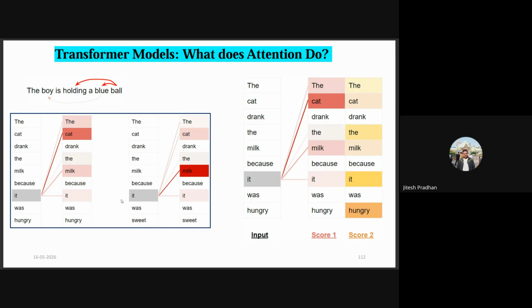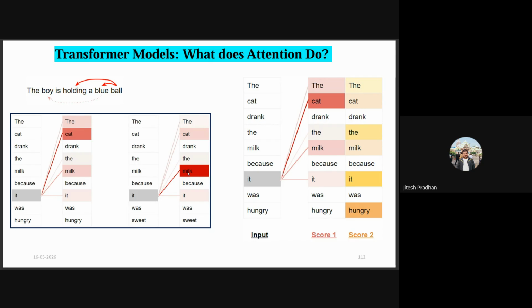Another version: the cat drank the milk because it was sweet. It is almost a similar sentence, but look here: in the first case, it was related to the cat and attention was given to the cat. In this case, the attention is given to the milk. The cat drank the milk because it was sweet: now it will be highly related to the milk.